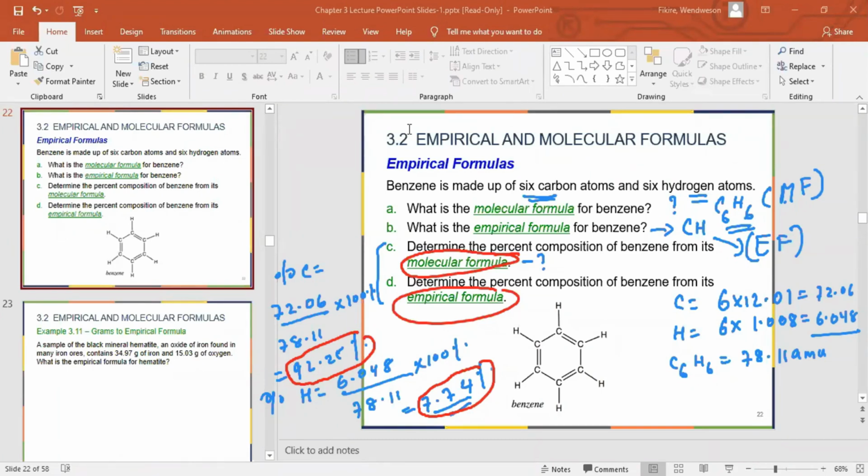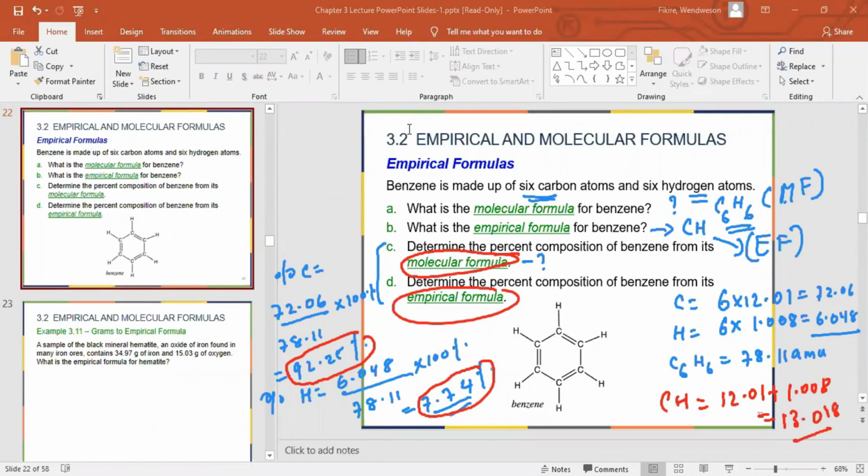So we have determined the percent composition of benzene from its empirical formula. We're going to follow the same steps, the same way. The only thing is that we're going to use as the molecular weight CH this time, because that is the empirical formula. So that's going to be approximately 12.01 plus 1.008. What do you get, guys? 12.01 plus 1.008. 13.018.